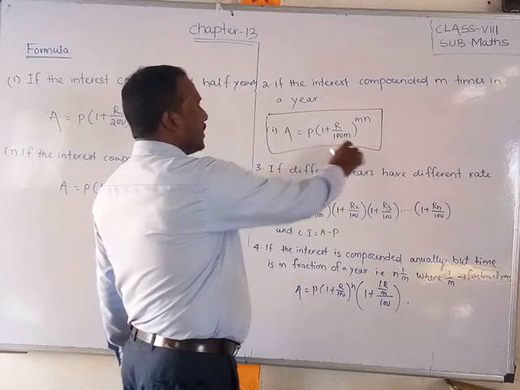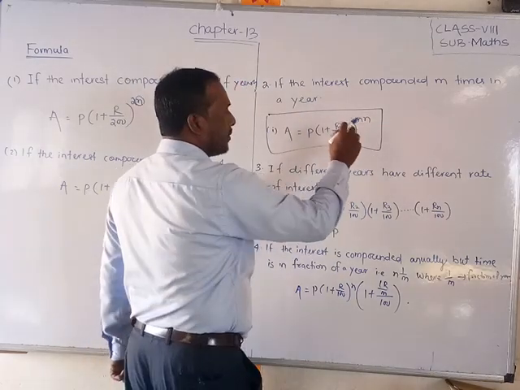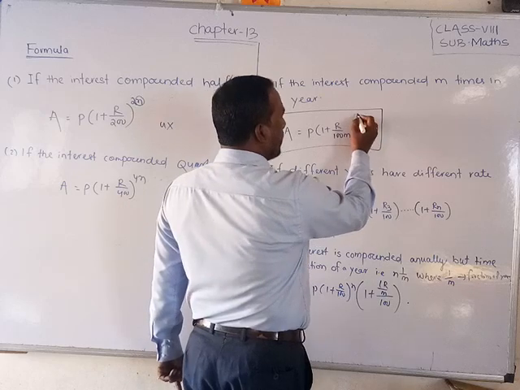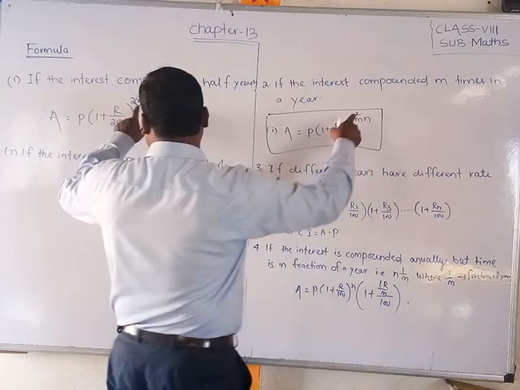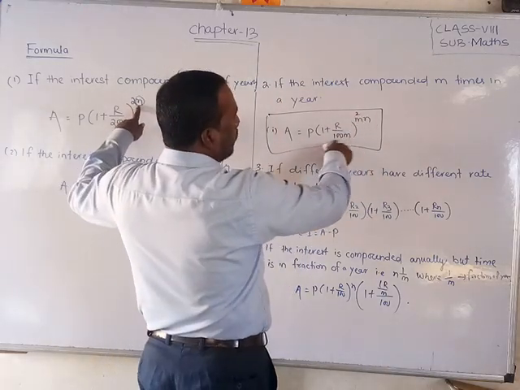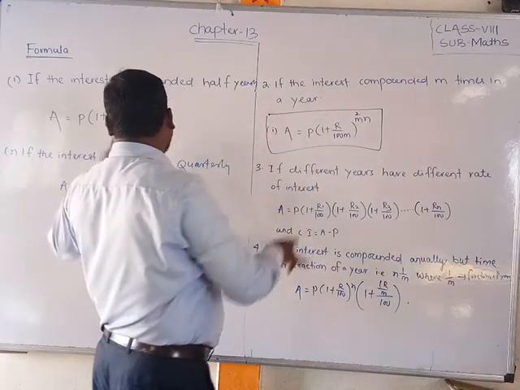Did you understand? Suppose half yearly, that means 2 times, in the place of n you have to write 2n, here into 2, that means 200. This is the direct general formula for all of this.